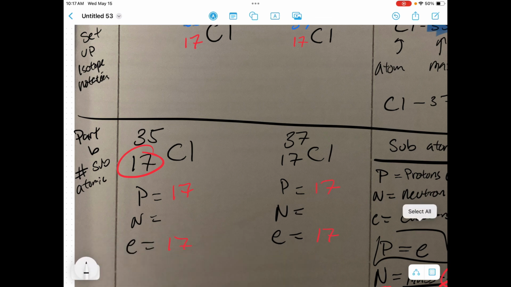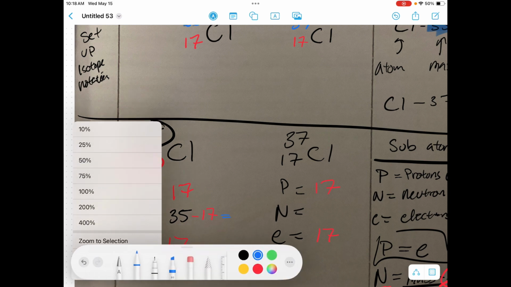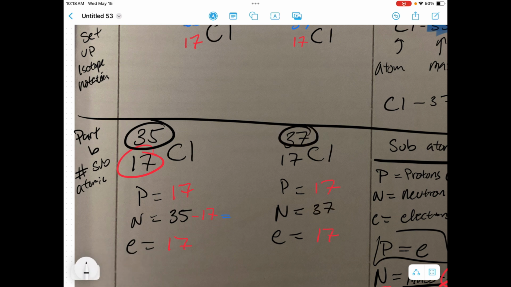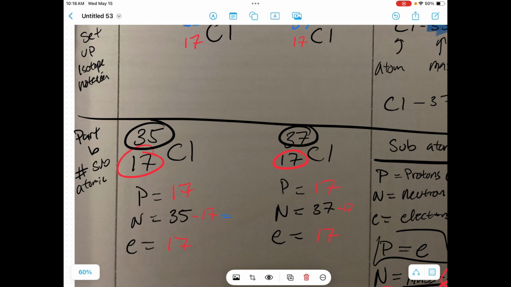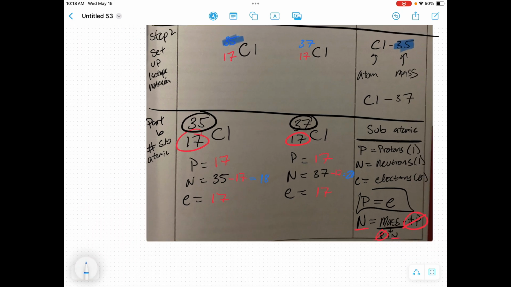Now this is going to change for the neutrons for both. My atomic mass is on top, so I'm going to put 35. My number of protons, we said, was 17, so I'm going to subtract that. And that should give me my number of neutrons. So I'm going to take 35 minus 17, and it should give me my number of neutrons. And I'm going to do that for both isotopes. Same thing for the other one, I'll do my 37 minus 17, that bottom number. And that'll give me my number of neutrons as well. So it'll be 18 for the first and 20 for the second. And that'll be for part B.